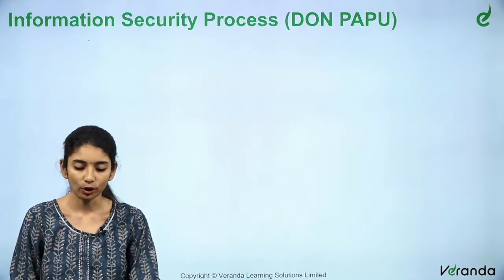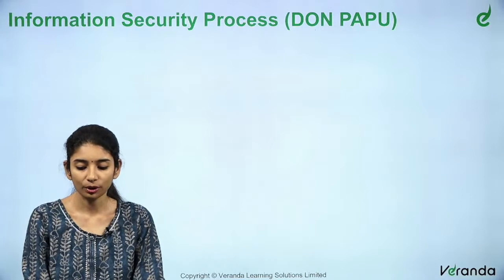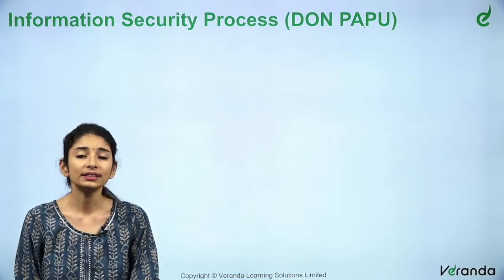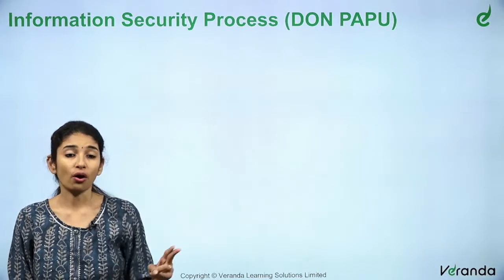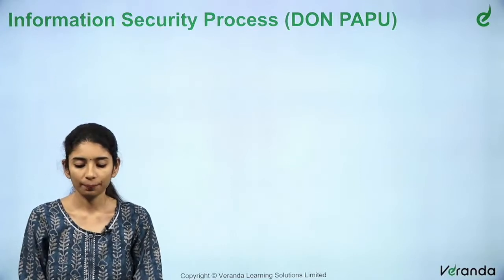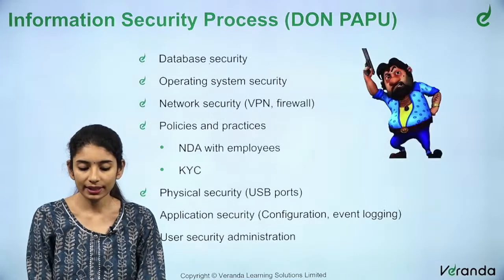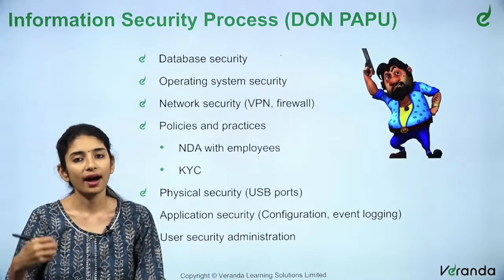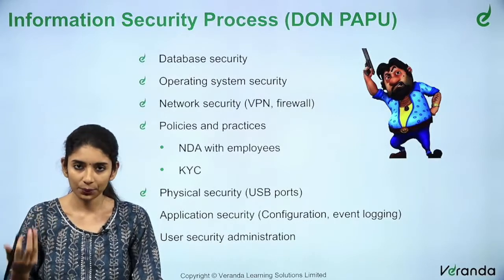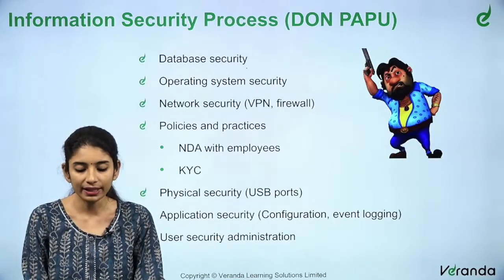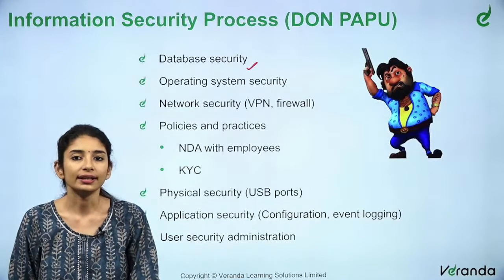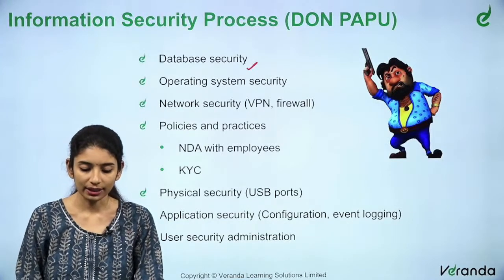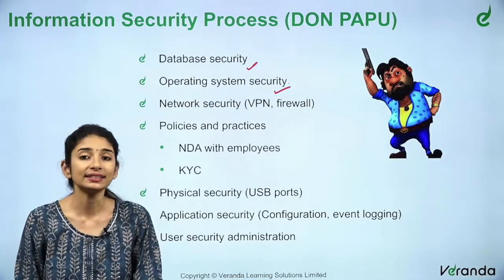Information security process. The code word for this is DON PAPU. DON PAPU is the code word for this. All the points are ending with the word security. Clear? D for database security. O for operating system security.